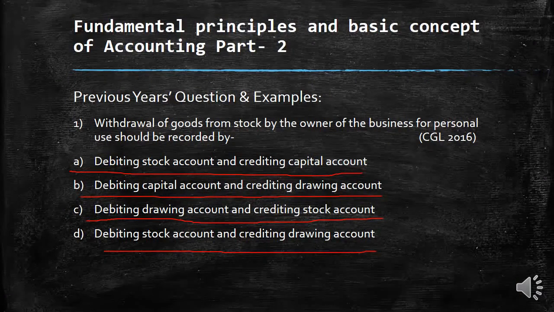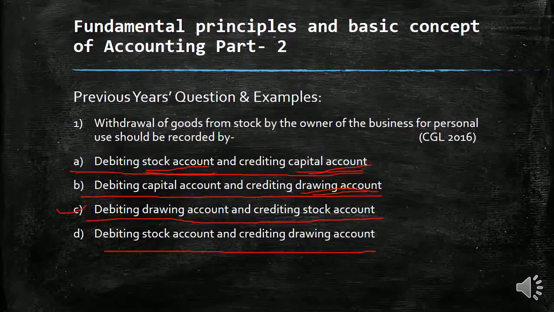So to answer this question, we have to first know what is the stock account, what is the capital account, what is the drawing account. So the stock account is the account which holds the record of all the stocks of a business. The capital account is the account that records all the contributions from the owner towards the business. The drawing account is the account that records all the goods withdrawn by the owner of the business from the business stock. So I think you have already decided the answer, and it is option number 3, debiting drawing account and crediting stock account, because stock is a type of asset and assets are considered real accounts. So for a real account, the golden rule is debit what comes in and credit what goes out.